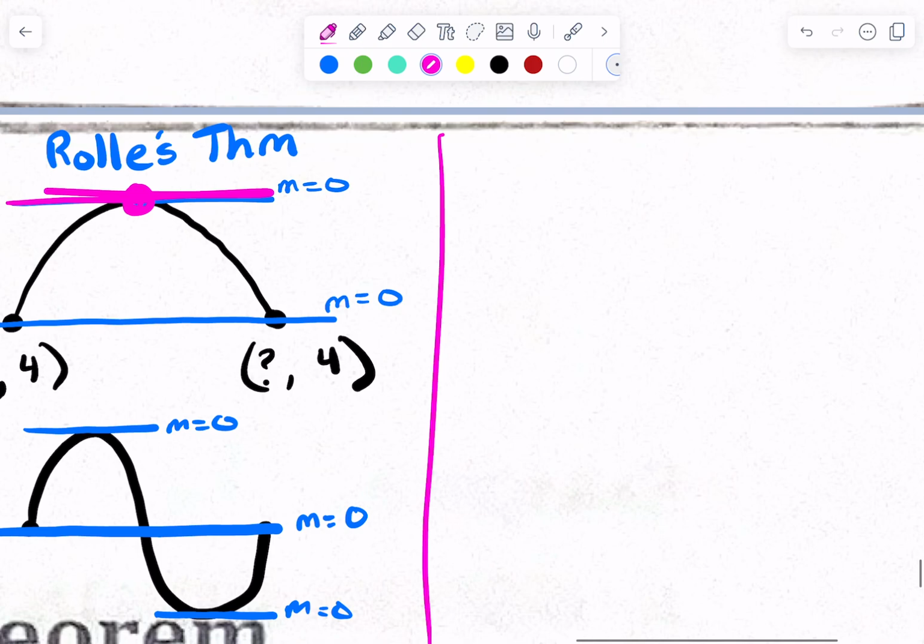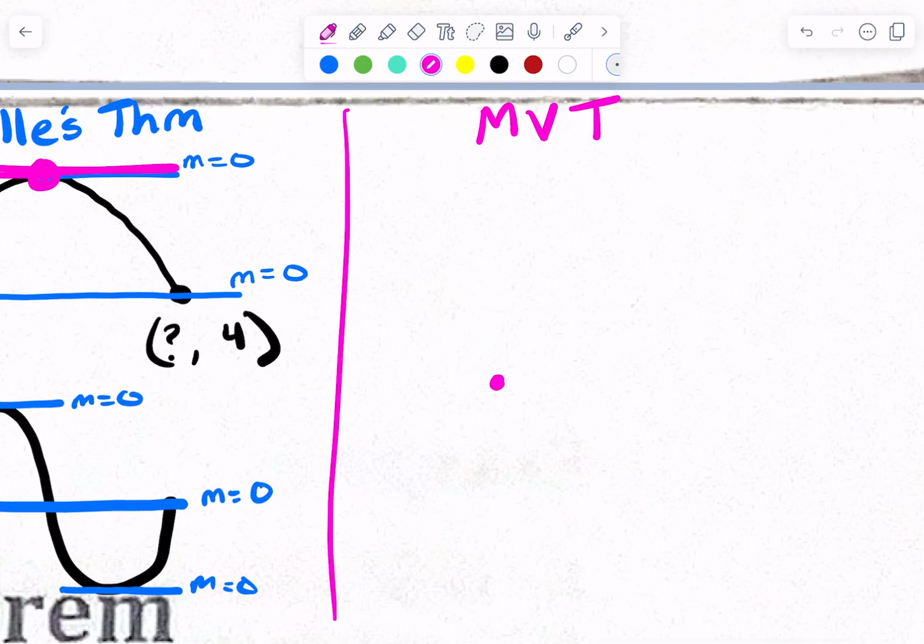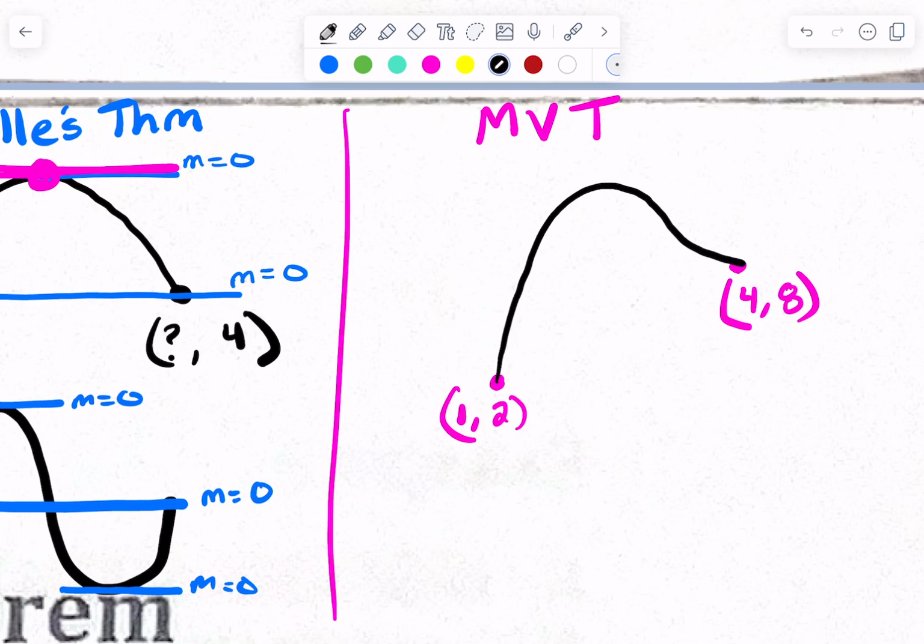Okay. Next is something called the mean value theorem, which is essentially similar to Rolle's theorem, but here's the deal. Okay, ready, set, go. Instead of my endpoints being directly horizontal from one another, I'm going to make this really easy on you, okay? I'm going to say this is the point 1, 2, and this is the point 4, 8, right? Okay? 4, 8. So here's the deal. There's going to be a function that is between these two. So let's say like my hump and my bump is looking like this.